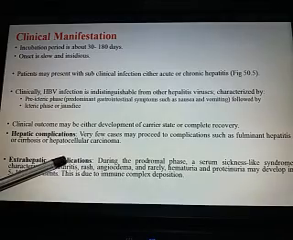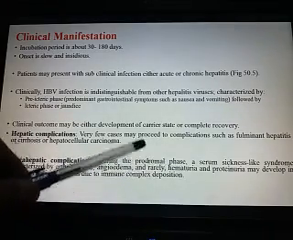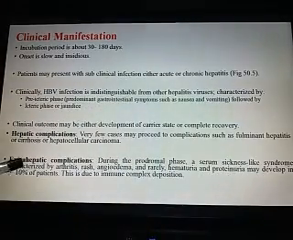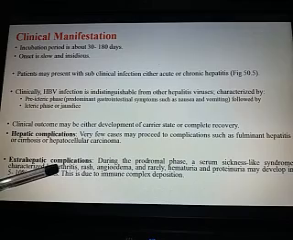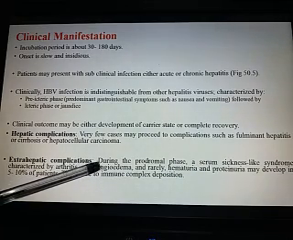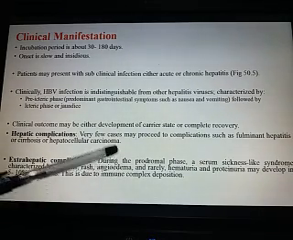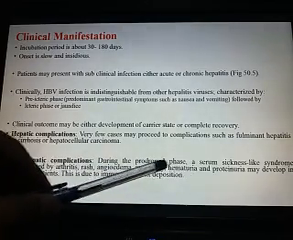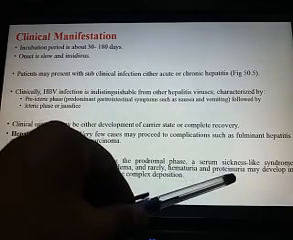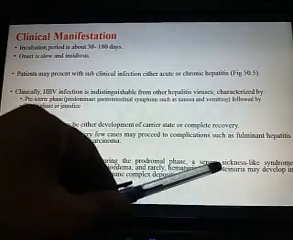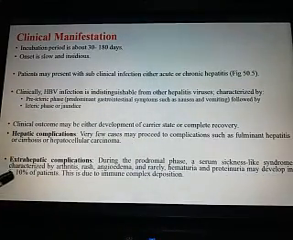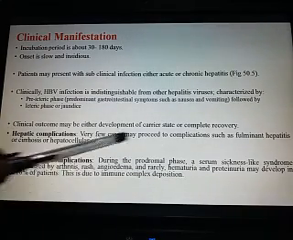extra hepatic complications. During the prodromal, early phase, a serum sickness like syndrome occurs, that is arthritis, rash, angioedema, that is the sudden formation of edema, and rarely hematuria, that is the presence of blood in urine, and proteinuria, that is the presence of protein in the urine in high amounts, which may develop in 5 to 10% of the patients. This is due to immune complex deposition.